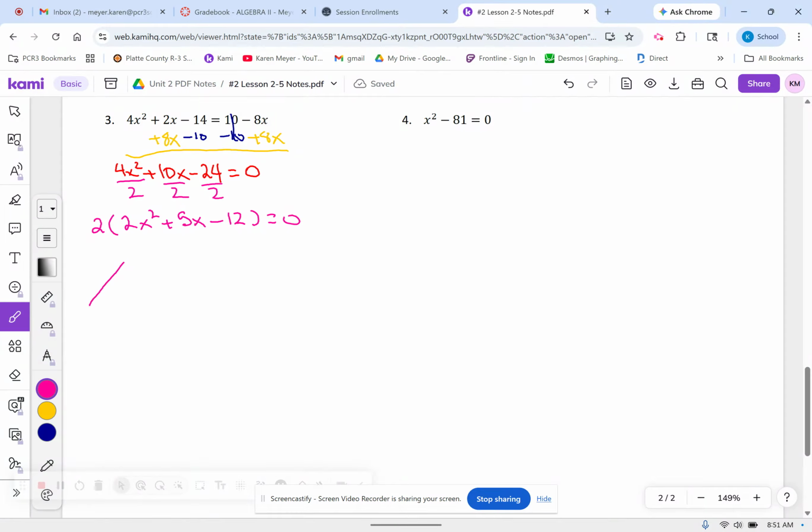So now let's make the x. 2 times -12 is -24. The middle is 5. What multiplies for -24 that adds for 5? Well, you got to have one negative and one positive. And that would be 8 and 3. So you're going to have -3, +8.